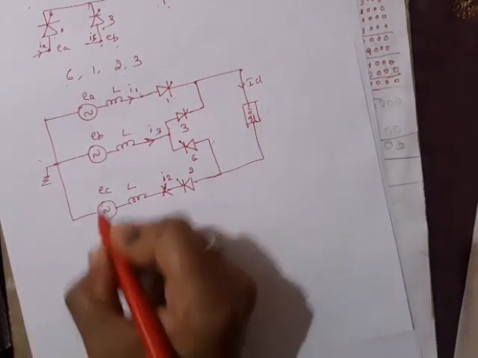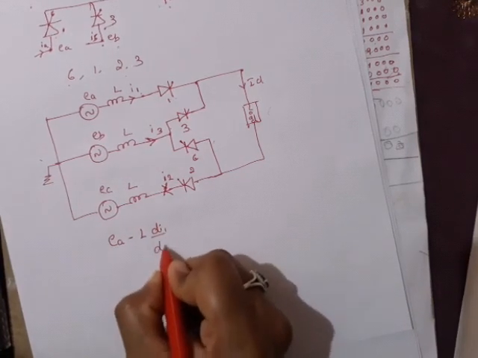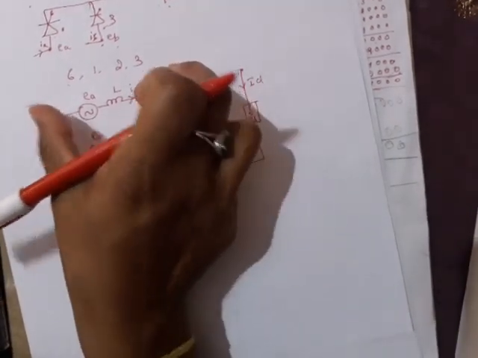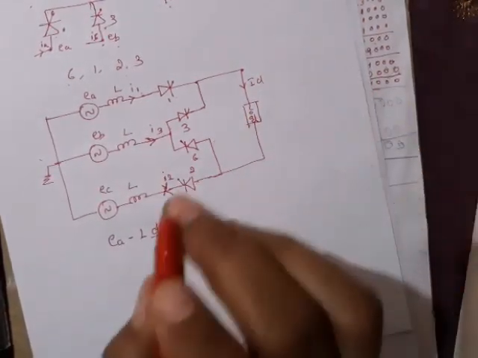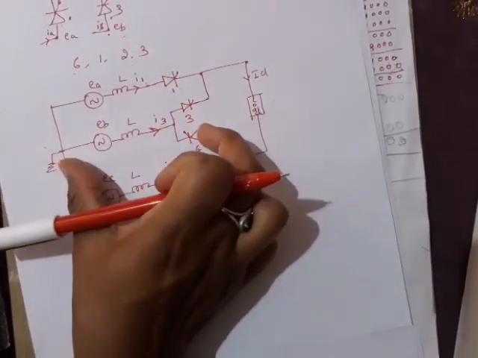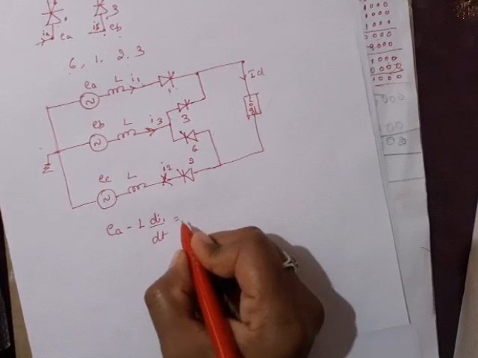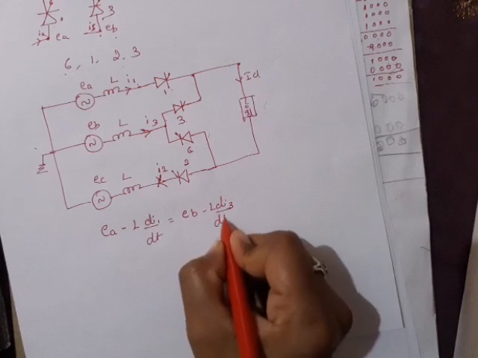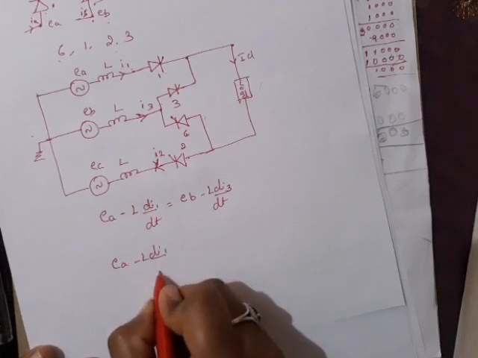So what we can write: our EA voltage, EA minus L into di1 by dt. I have written this drop is equal to this voltage. This voltage drop is equal to, anyway, the total voltage drop is 0. But we are analyzing for current. So that's why I am applying KVL for this. This voltage drop is equal to this voltage drop. And this voltage drop is also equal to this voltage drop. Okay. EA minus L into di1 by dt is equal to EB minus L into di3 by dt. Right? Similarly, EA minus L into di1 by dt.